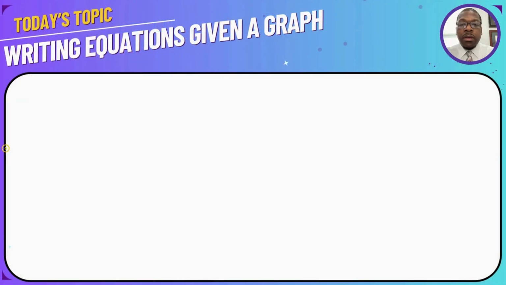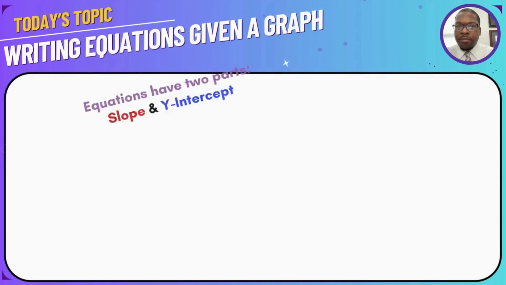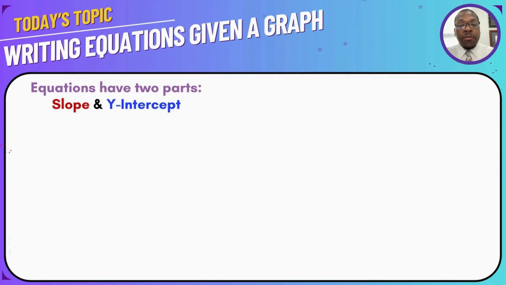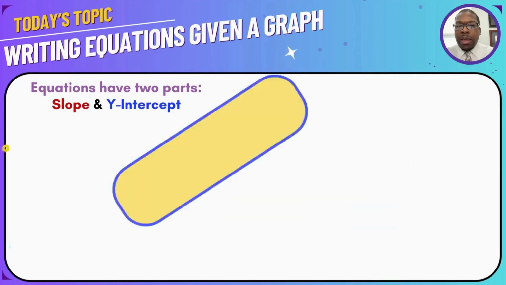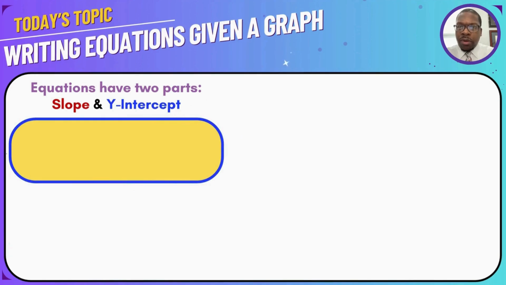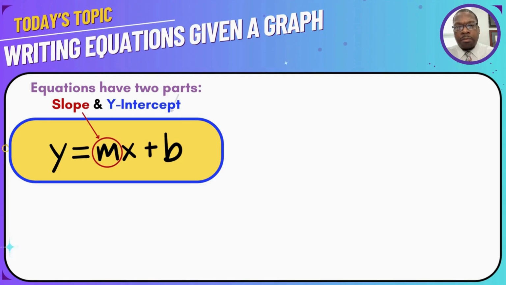Today, we're going to be taking a look at how to write equations if we're given a graph. The first place we need to start is what is an equation and how do equations break down? Equations have two parts. They have a slope and they have a y-intercept. And the most commonly used equation for this is the familiar y equals mx plus b, where the m is the slope and the b is the y-intercept.